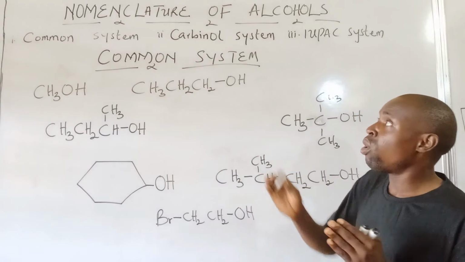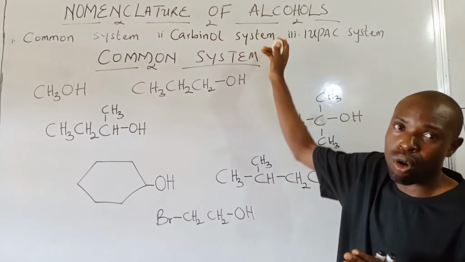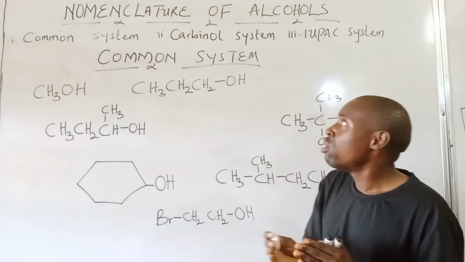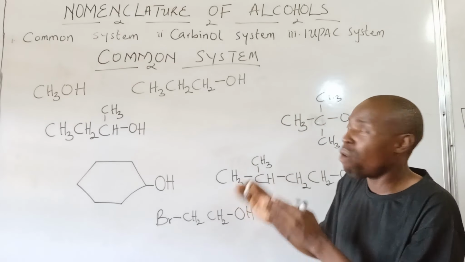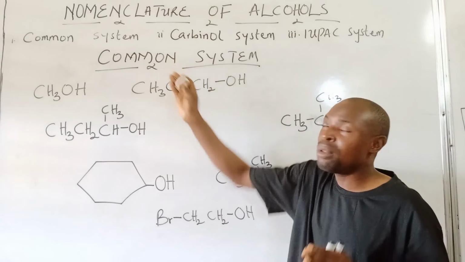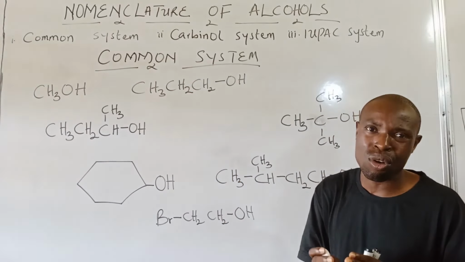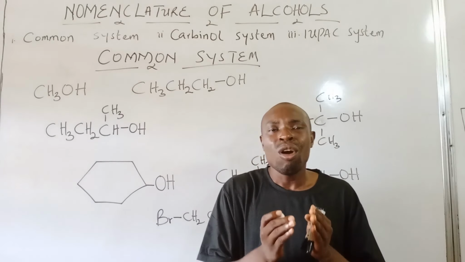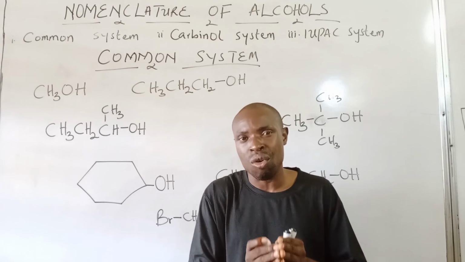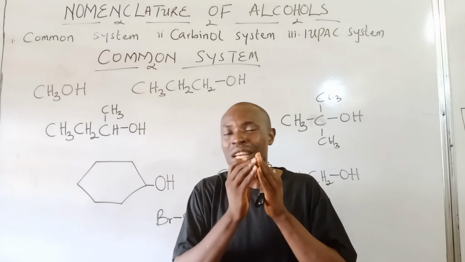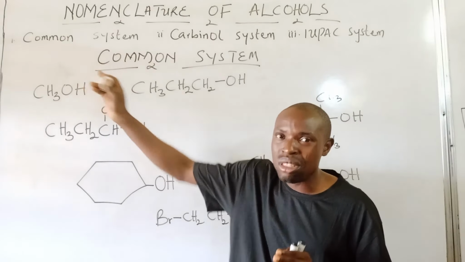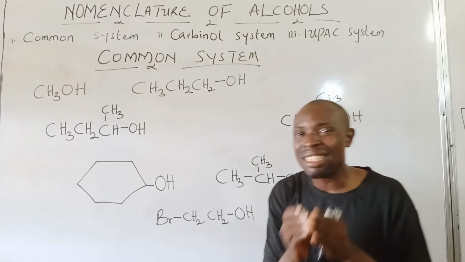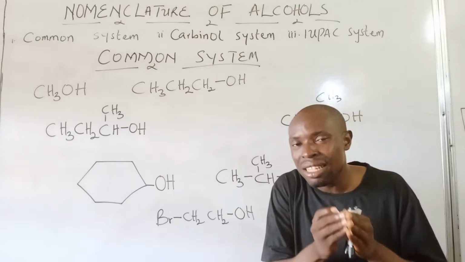Today we have a very interesting heading on the board, which is called the nomenclature of alcohol. In our previous video, we talked about the introduction to alcohol. Now, in this video, it is the nomenclature of alcohol. The word nomenclature simply means naming of alcohol. Basically, there are three systems involved in the naming of alcohol: the common system, which is the first one, the Carbinol system, and lastly, the IUPAC system.